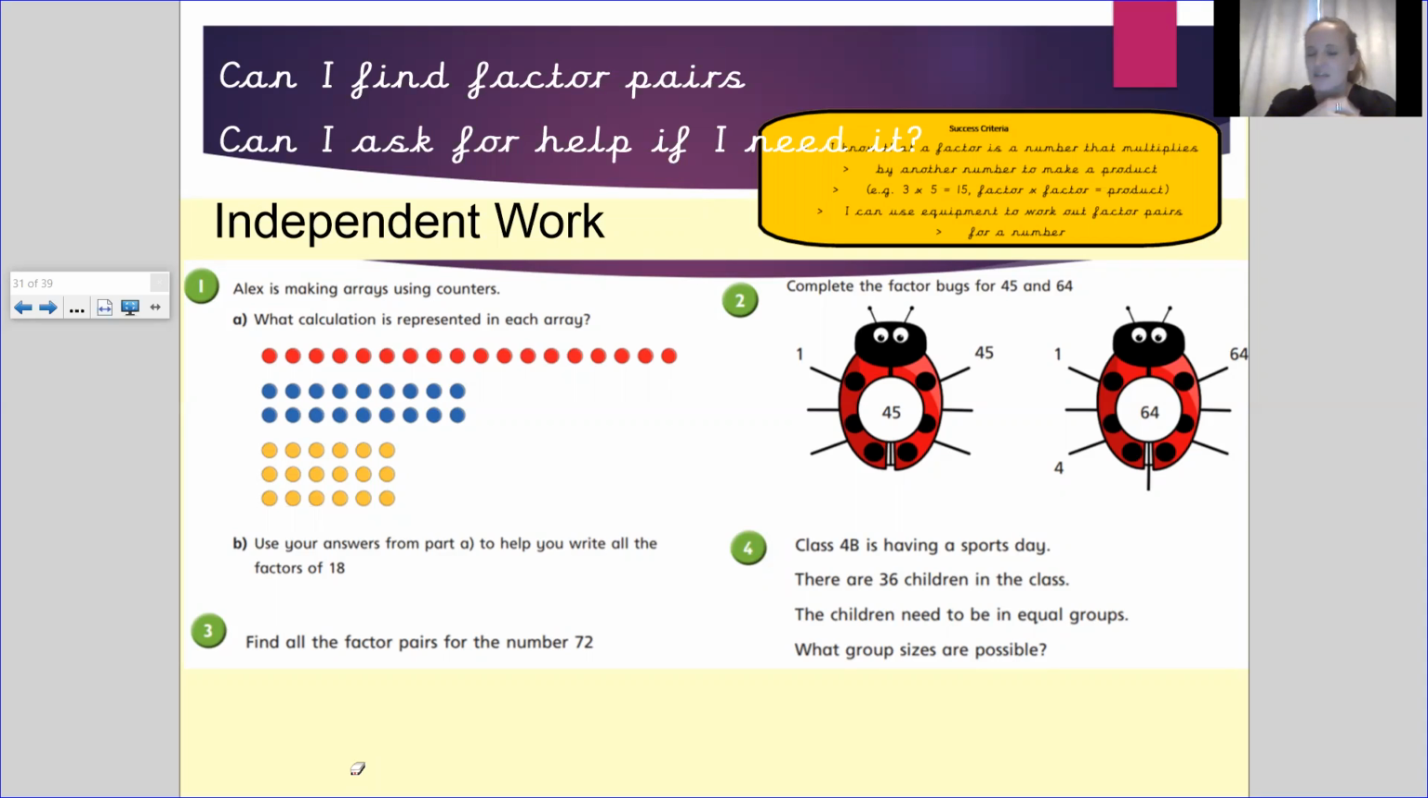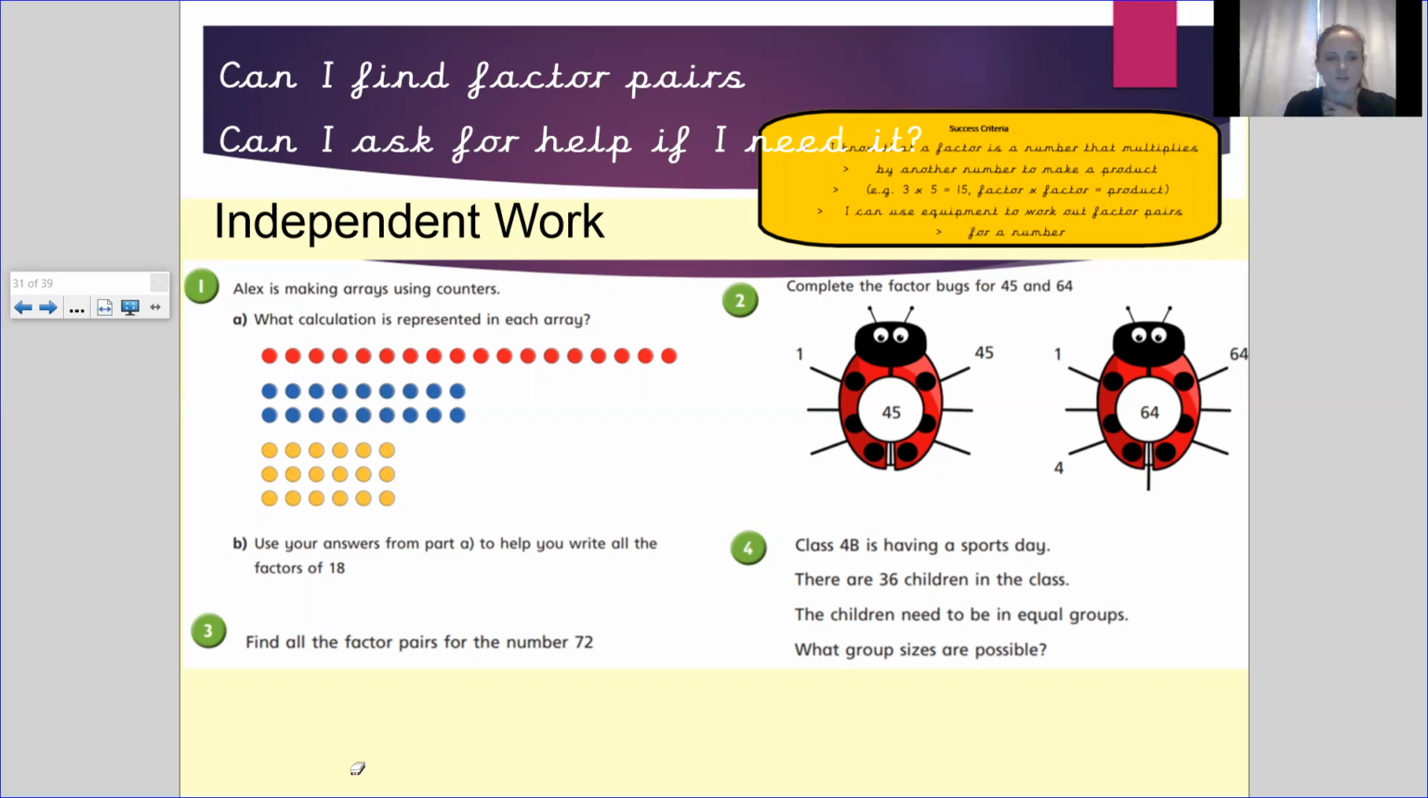The next factor bug is 64. So it has given you the first one. It has said 1 and 64. They've also given you one at the bottom there where they said one of the factors is 4. So what would the other side be if you have 4 times by something would give you 64? So I want you to give that a think.